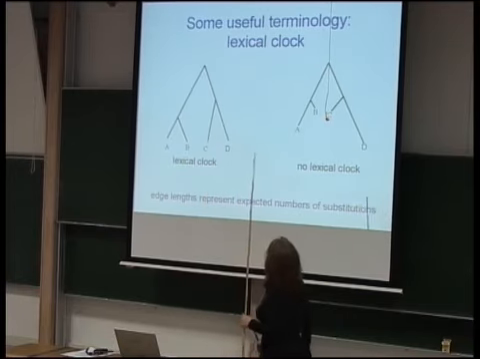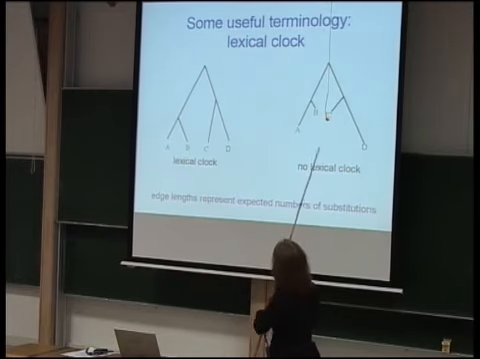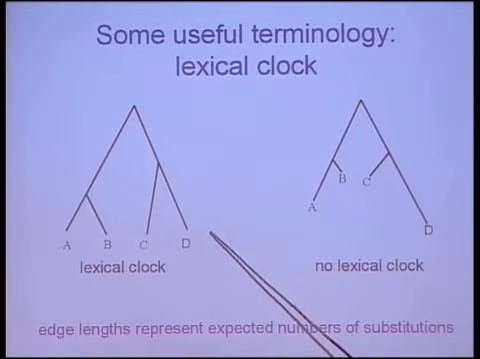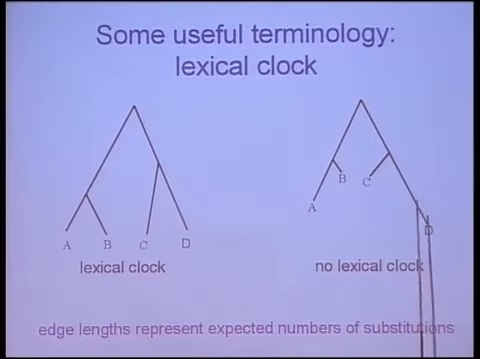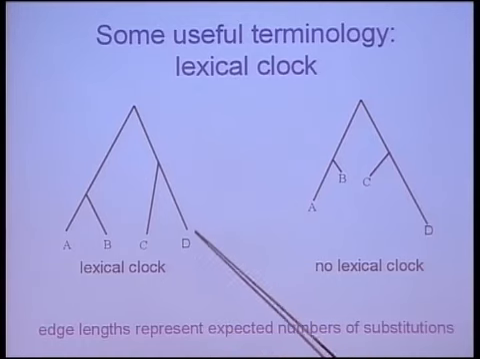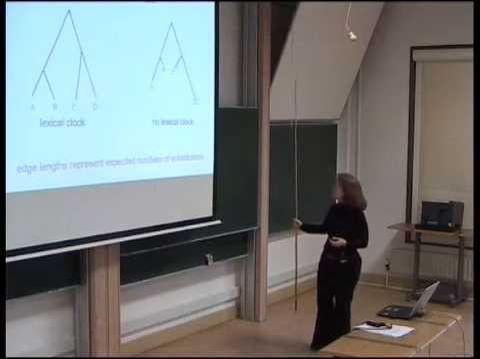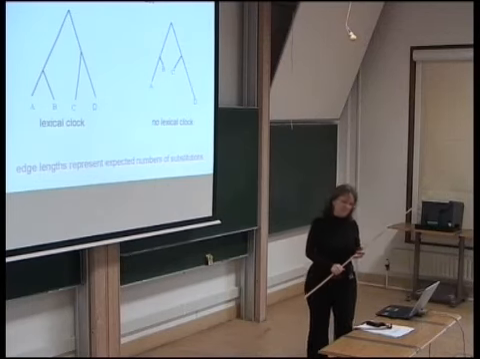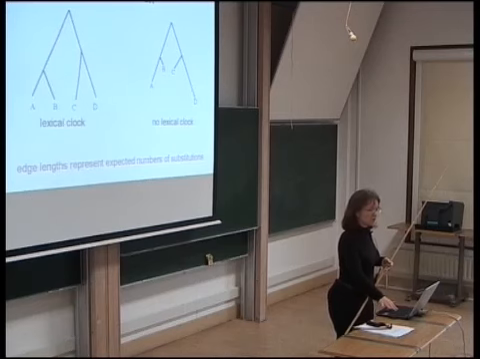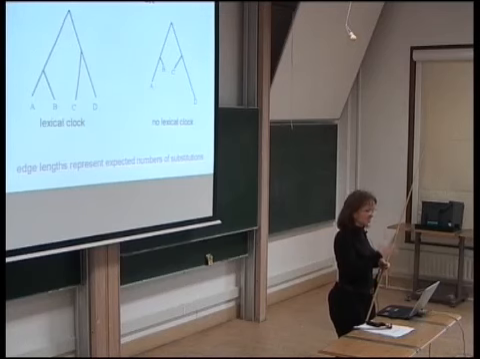Another useful terminology is lexical clock. When the branch lengths represent how much change has occurred, or the expected number of changes for each site, then lexical clock means that there's the same distance from the root to each leaf. This is no lexical clock, and the deviation from the lexical clock is something that you may want to vary. So it's just like in biology where you have a molecular clock and this is the lexical clock. And there are the same controversies in linguistics as in biology about whether or not it's an acceptable assumption.